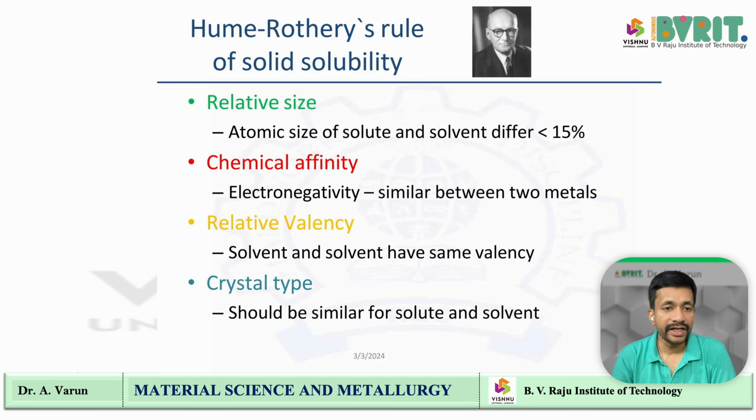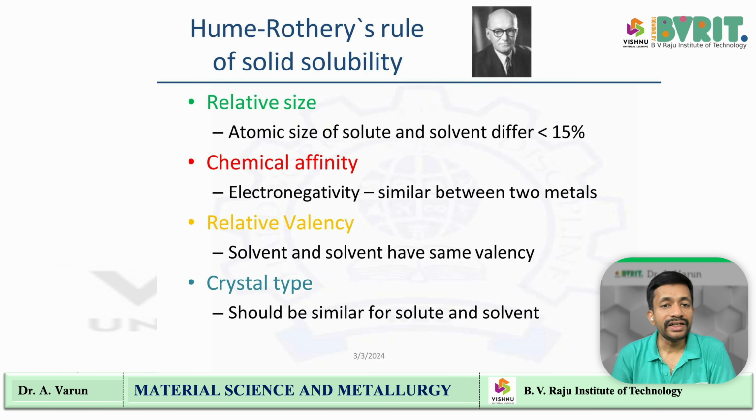Then the third one is relative valency. That is, the outermost electronic configuration of solute and solvent must be the same. And the last one, very important, is the crystal type. Both the solute and the solvent should have the same crystal type. So this is defined by Hume-Rothery, and it is for the substitutional type of solid solution.